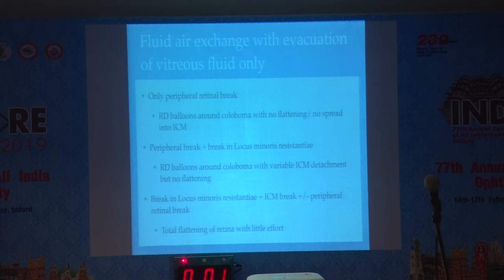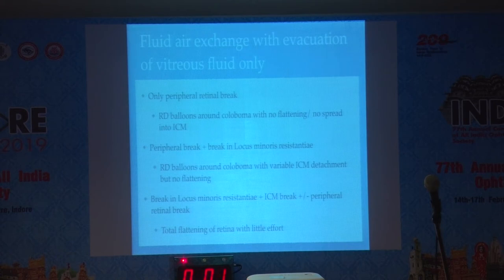Perhaps there's no communication between the subretinal space and sub-ICM space, or the communication is very small, so it's not able to push through a thick fluid, and it's not able to come into the vitreous cavity because an ICM break probably is not there. But suppose it balloons, but there's a spillover of the detachment within the coloboma, then the ICM also is detached, but it is still not flattening, so an ICM break is probably not there. While if it flattens totally, then you know that all three are there, right?